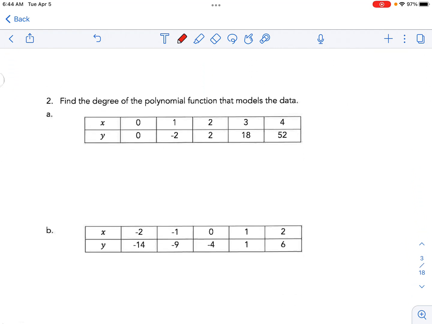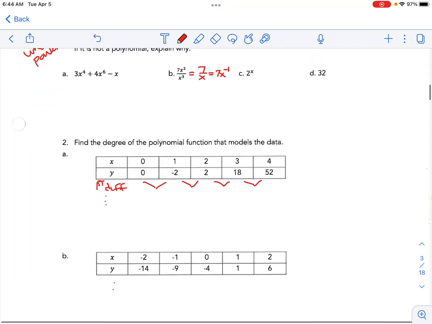And so you can look at that, and then it says find the degree of the polynomials here. So you're going to look at the common differences again. Let's look at that first difference, and if that doesn't work, go on to the second difference, and so on and so forth.